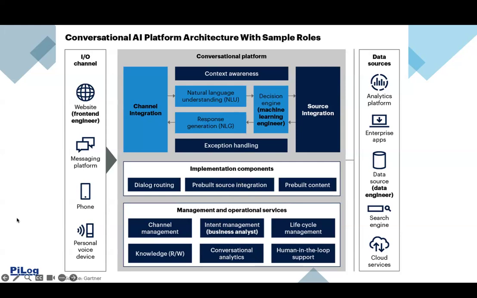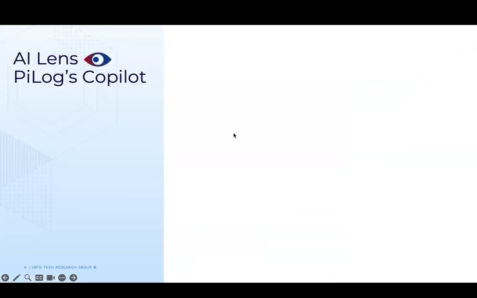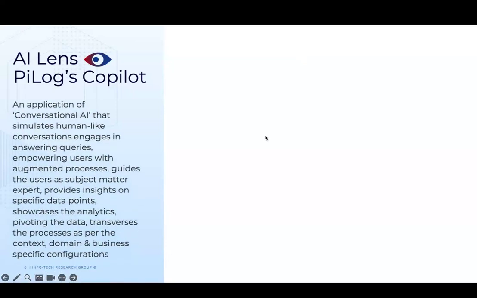So now let me bring you to the reality of it. What did we do as PiLog? PiLog is a global organization. We have a data quality and governance solution. And what did we build? We built AI Lens, and this is PiLog's Copilot. When we started building this early this year, we said that it has to be an application of conversational AI that simulates human-like conversations, engages in answering queries, and empowers users.